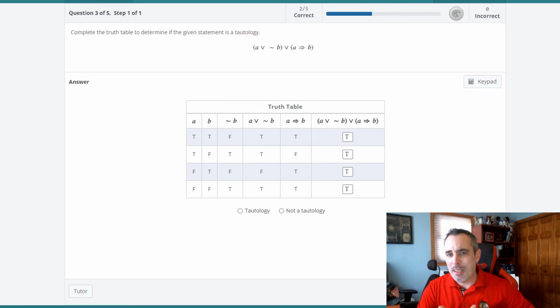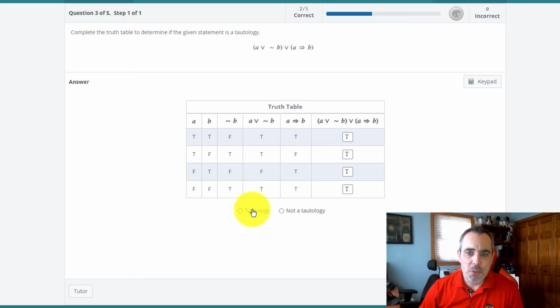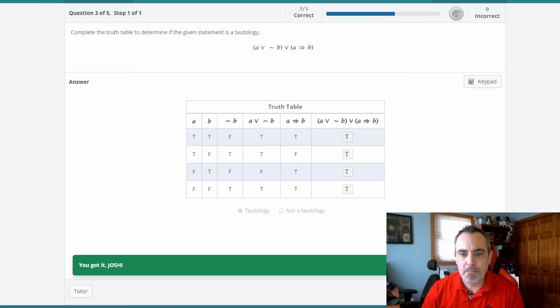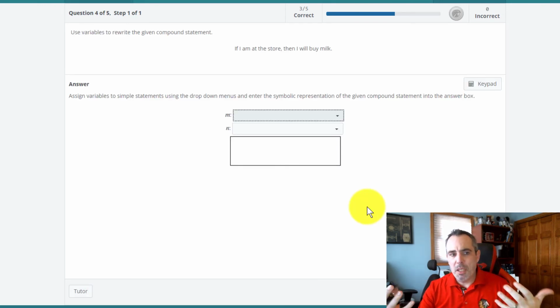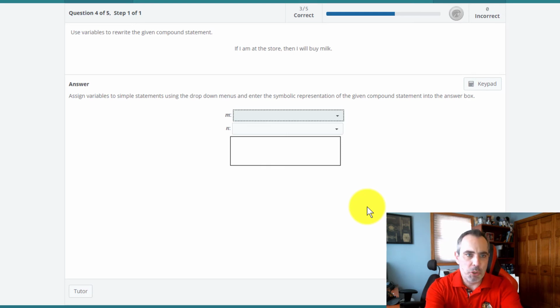And then furthermore, something that I think is a little bit trivial, a tautology is a statement that is true in every single set of circumstances. This is a tautology. All right, so let me go through and do a couple other ones.